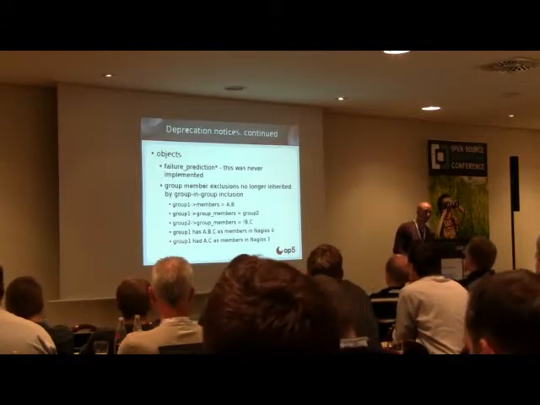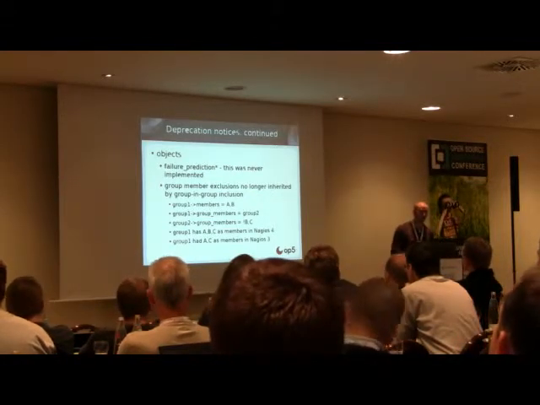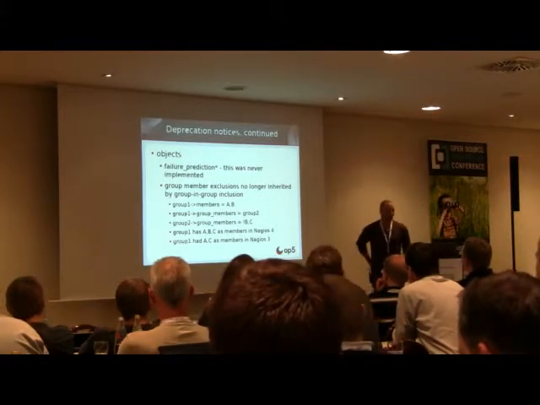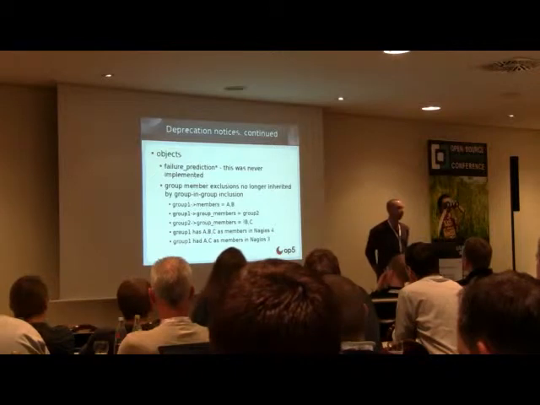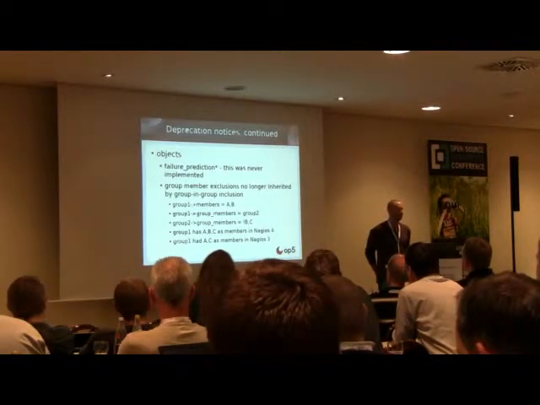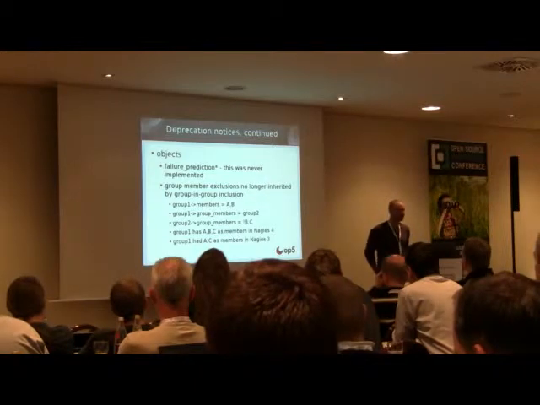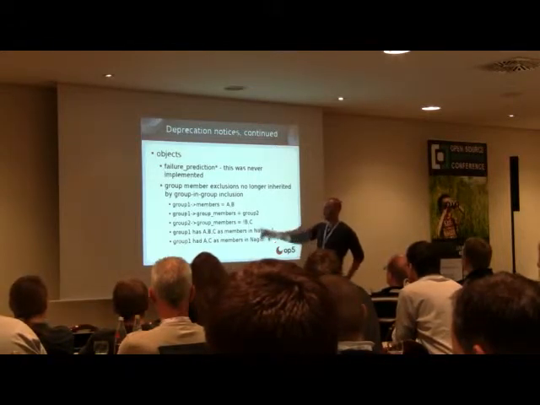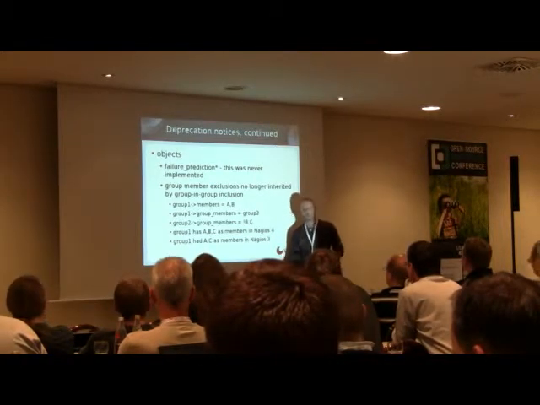For objects, failure prediction, again, never implemented. Group member exclusions are no longer inherited by group in-group inclusion. Does that make sense to you guys? Well, it took me 5 hours to track it down, so if it takes you 3 minutes to comprehend it, I'm not going to cry over that. The example here, I think, describes most of it.